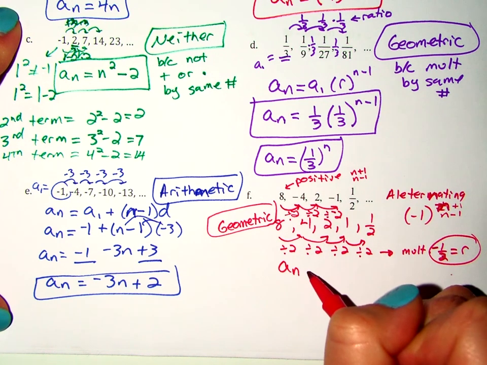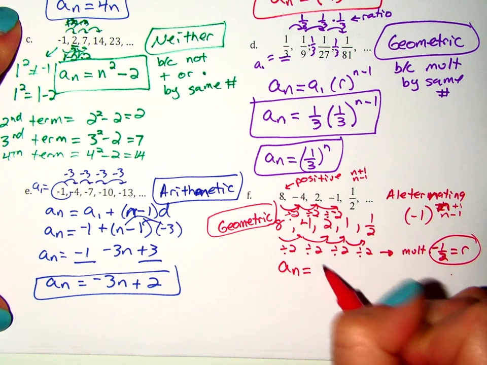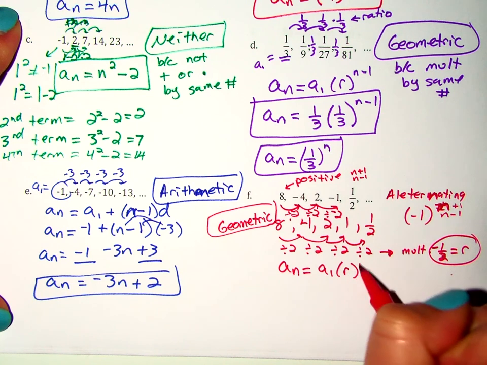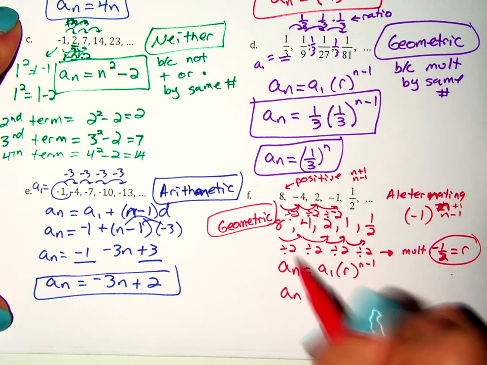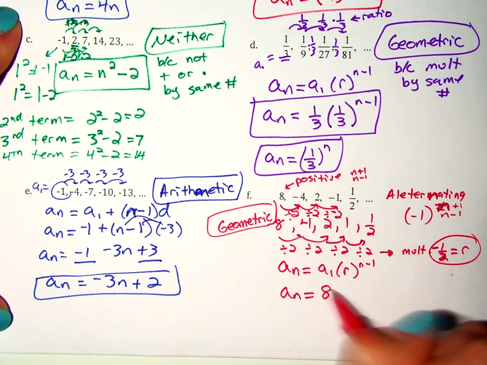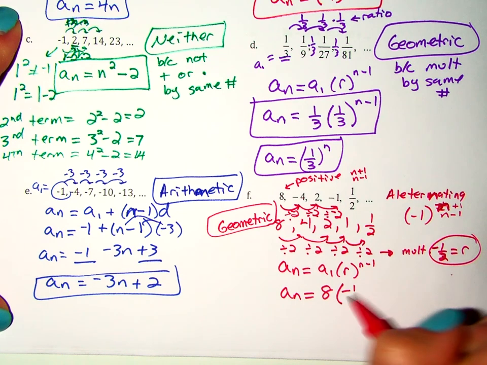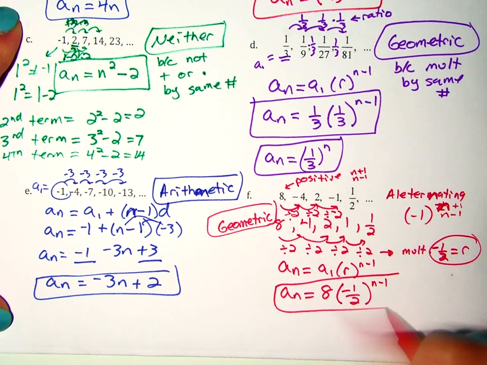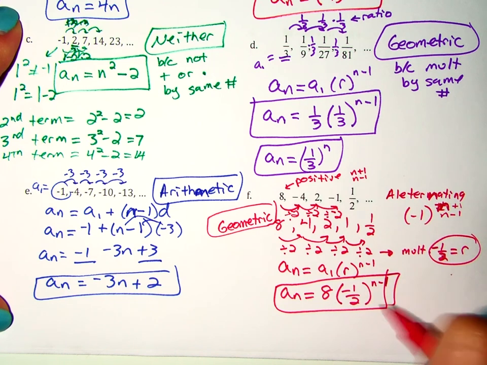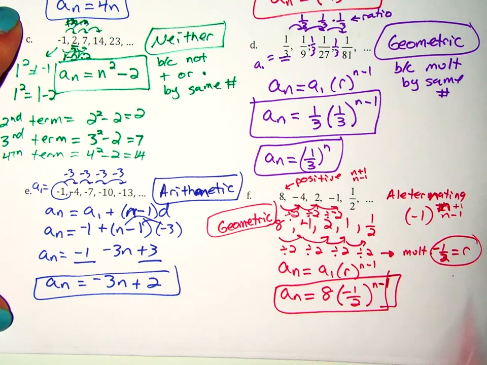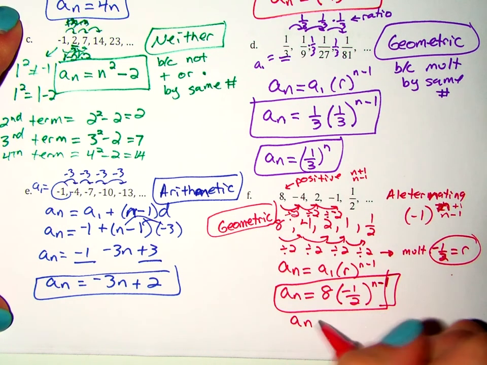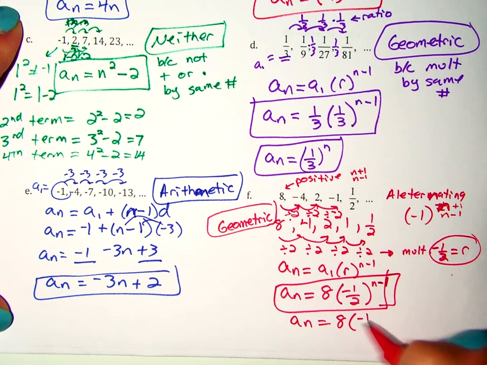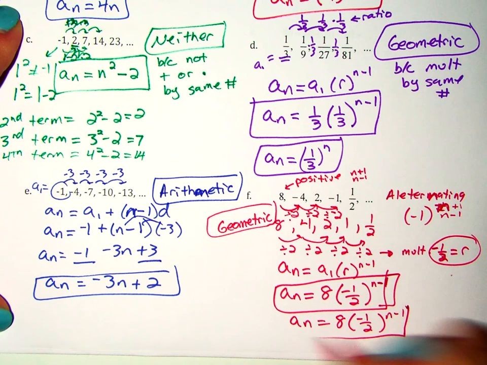So a sub n equals a sub 1 r to the n minus 1. So a sub n, my first term is 8, and then it's times negative 1/2 to the n minus 1. In case you can't read that, I'll just write that again. Once you're done writing this down, you can move on to the next video.